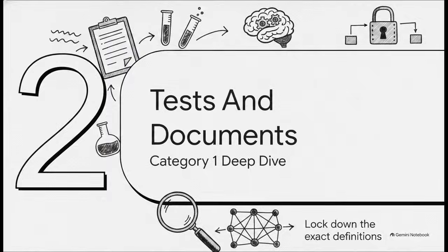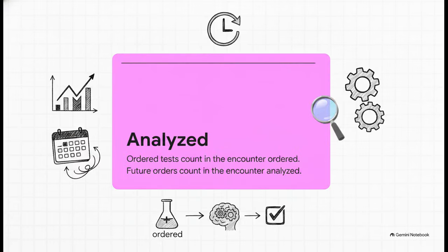Moving on to Section 2, Decoding Tests and Documents. Let's dive deep into Category 1. So the real linchpin here is the word analyzed. The guidelines state that ordered tests are presumed to be reviewed when the results are reported, which means they count toward the MDM in the exact encounter they're ordered.